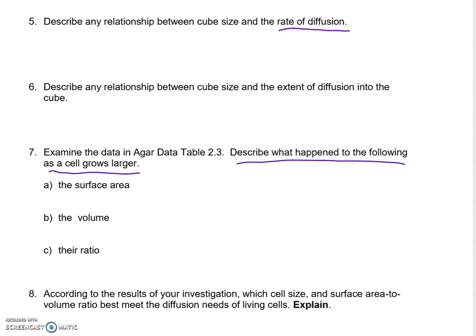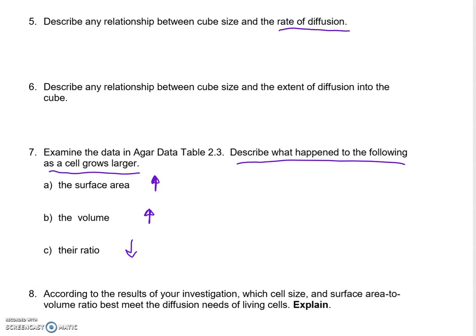So here, well, the surface area, if an object gets larger, of course the surface area will increase. There's no doubt about that. The volume, as something gets bigger, volume will also increase, but the surface area to volume ratio will decrease. So let me give you an example.